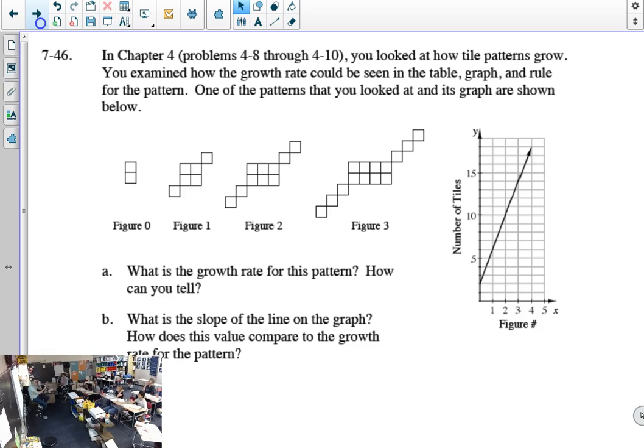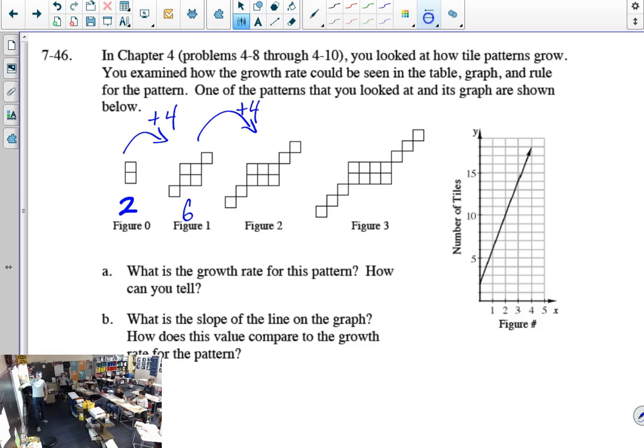Oh, we know b is easy. Questions: what's the growth rate? Well, if I start, what do we start with? 2. Okay, we start with 2. y equals mx plus 2. y equals 4. And then we add 4, because then we have 6. Does that work? Is there 10? Is that true? And then is there 14? So the growth rate, m, is 4.